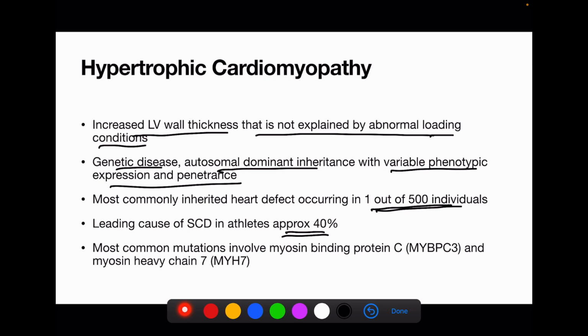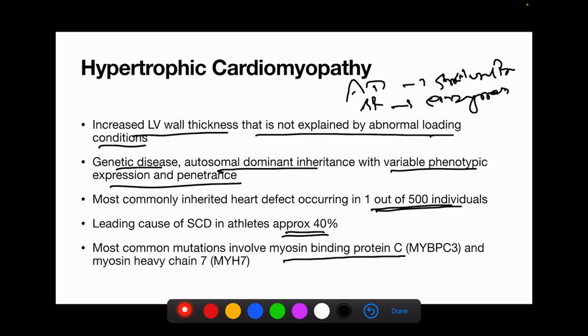And another important thing that I would like to tell you, you might already be knowing this, is that autosomal dominant conditions usually affect genes which encode structural proteins, and autosomal recessive conditions usually affect genes which encode enzymes. So as expected, this being an autosomal dominant condition is causing mutations in genes which encode for certain structural proteins in the cardiac myocytes. Several different mutations are identified, but the most common mutations that you need to know are mutations involving the myosin binding protein C and mutations involving the myosin heavy chain gene.